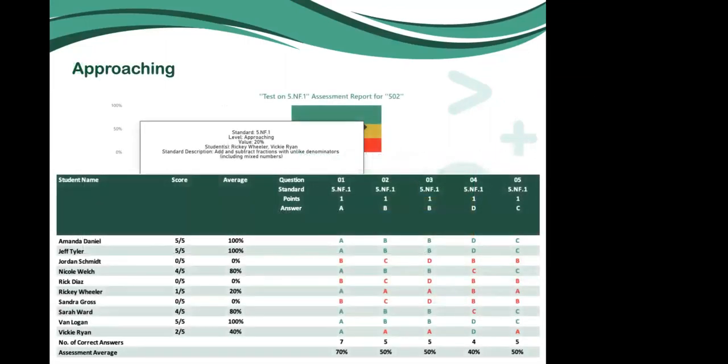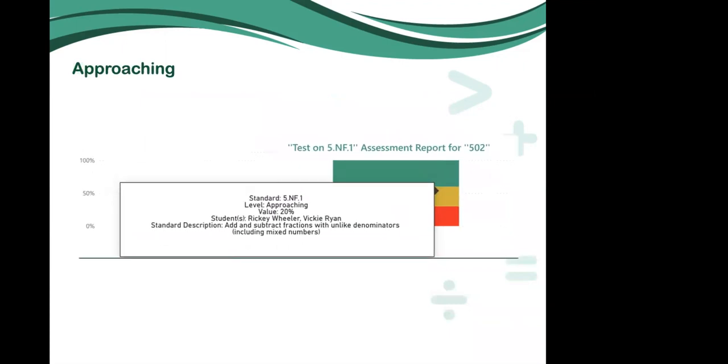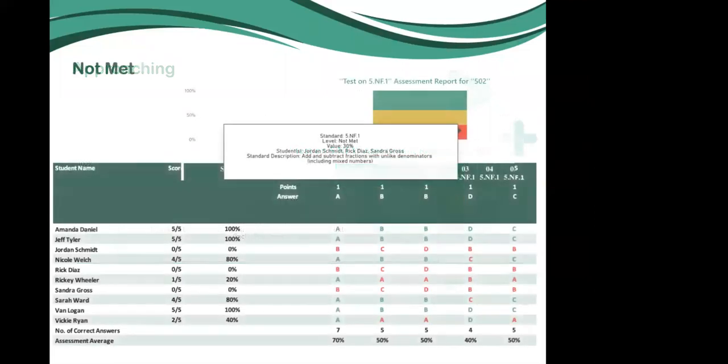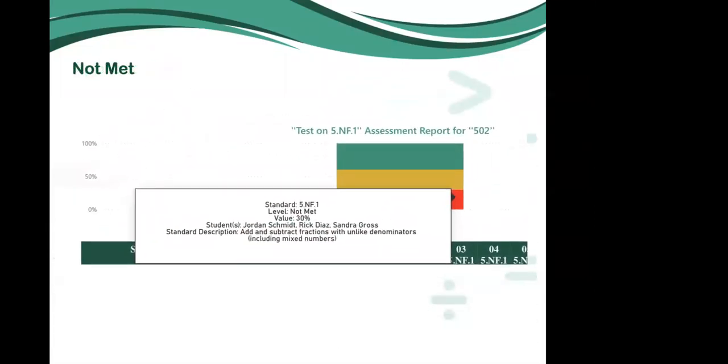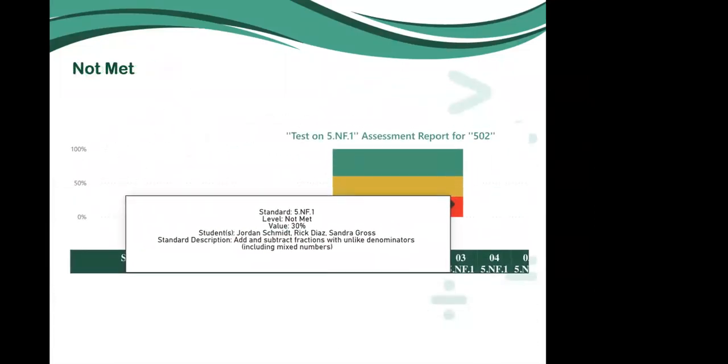I can also look at my data and see that I have 20% of my students, which is Ricky and Vicky, which ironically rhymes there, who are approaching understanding of that standard. And then I have 30% of my students who are struggling with meeting understanding of standard 5 and F1. So I have some additional data that's helping support where my students should be in groups. But I'm going to break down the data even a little bit further.